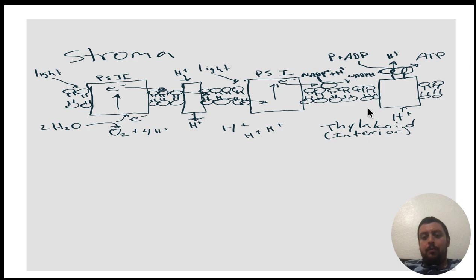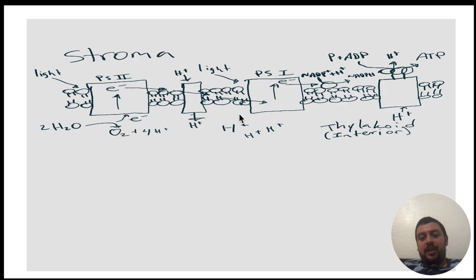So, let me repeat it one more time. As hydrogen ions leave through the enzyme, ADP and phosphate ions bind to make ATP. ATP is an energy currency molecule. So, let's get back to this electron molecule.